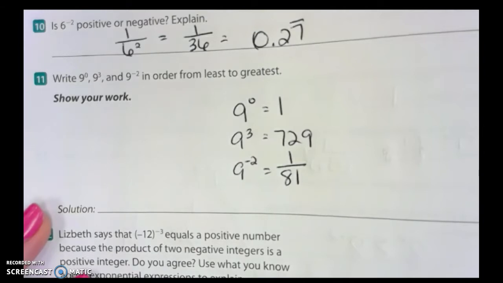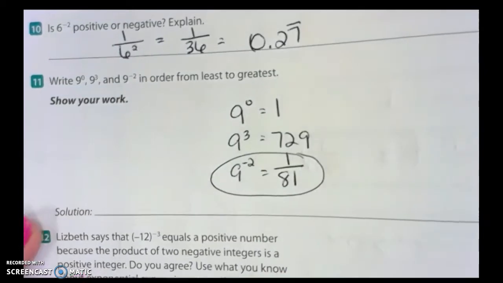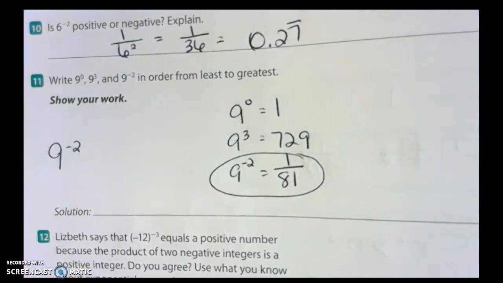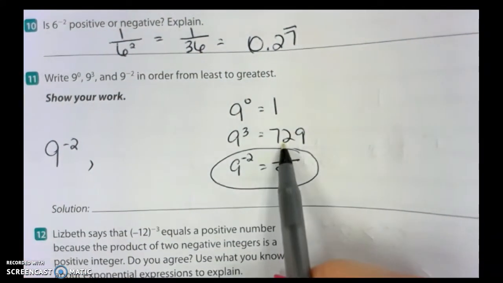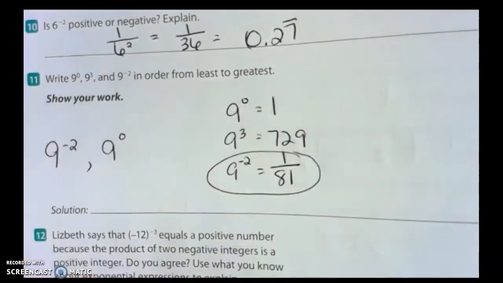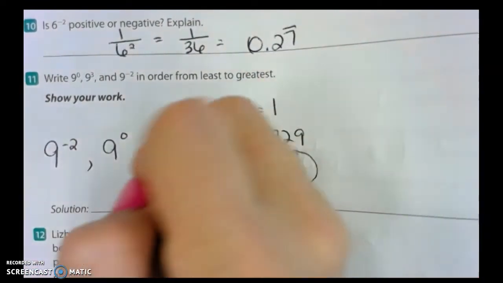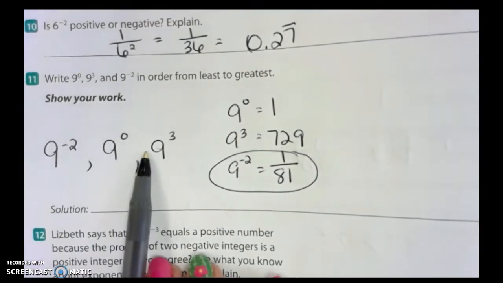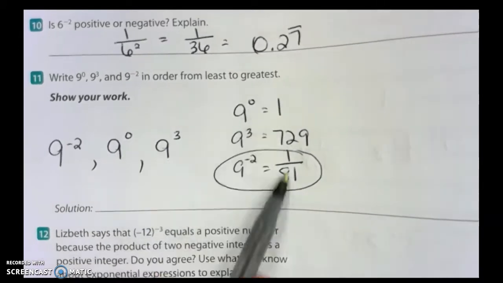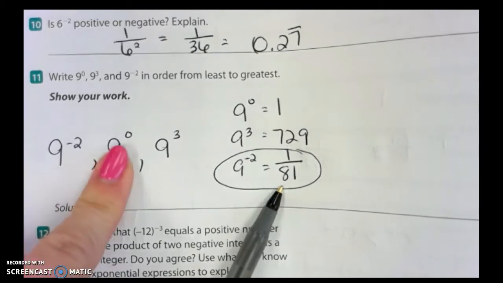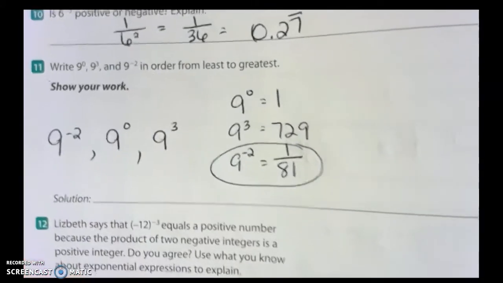Which one of those is the smallest? One over 81 is the smallest, so 9 to the negative 2 will be the least. And then we're deciding which is smallest between 1 and 729. That one is going to be 1, or 9 to the 0. And then the last one, the largest one, would be 9 to the 3rd. You could have made your decision with them in exponential form, or you can change them over to numbers you can compare. It doesn't matter to me as long as you're getting the right answer and you put it back in exponential form in your answer.